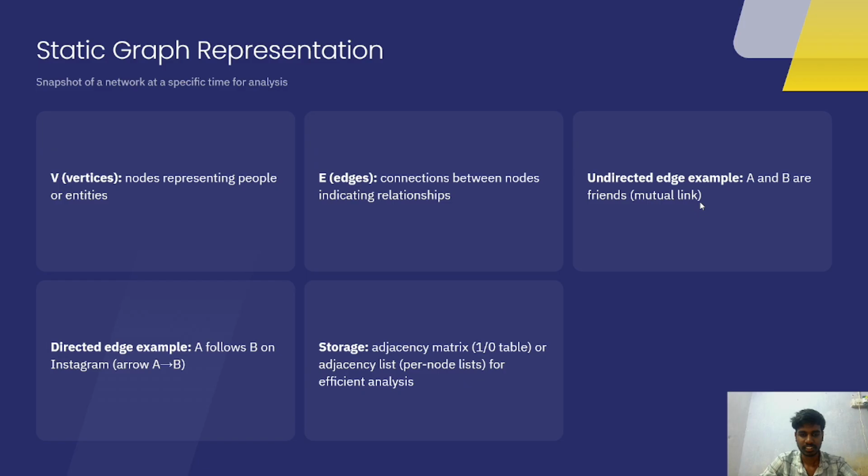To store these connections inside a computer, we commonly use two methods: adjacency matrix and adjacency list. This is an adjacency matrix. If two people are connected, we put 1. If they are not connected, we put 0. Adjacency list is simpler. Each person keeps a list of who they are connected to. For example, A is connected to B, C, D, and B is connected to A and E. A good real life example is your phone contacts. This list of people saved in your phone is like your adjacency list, a list of your connections.